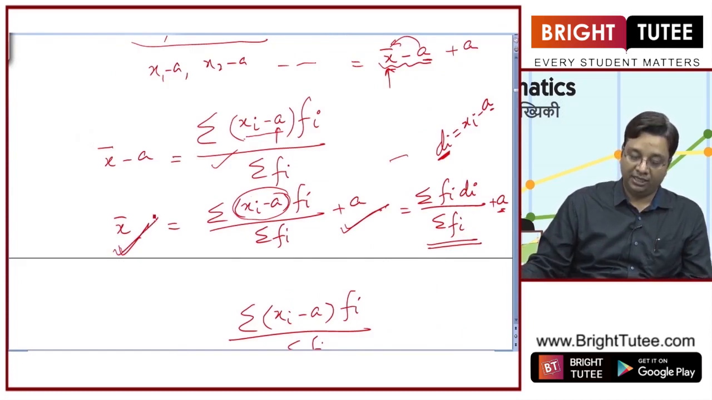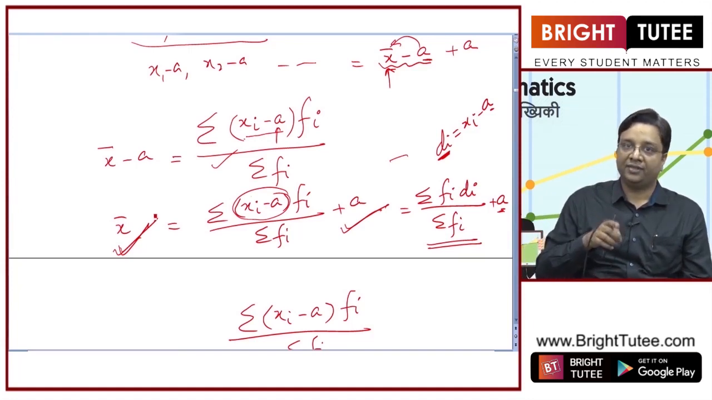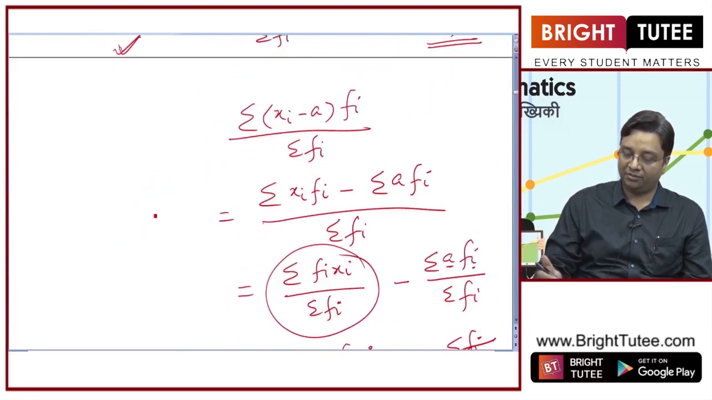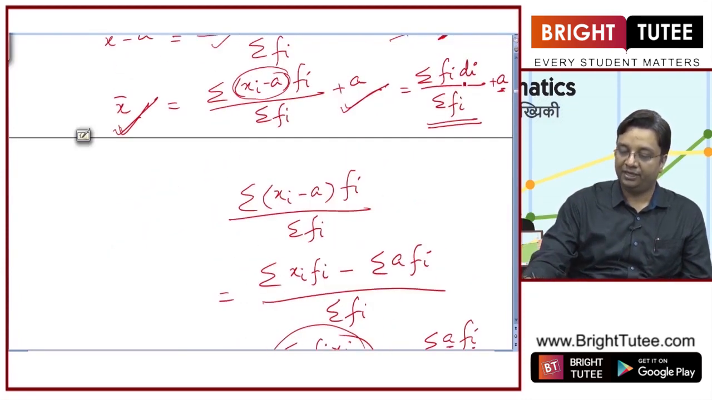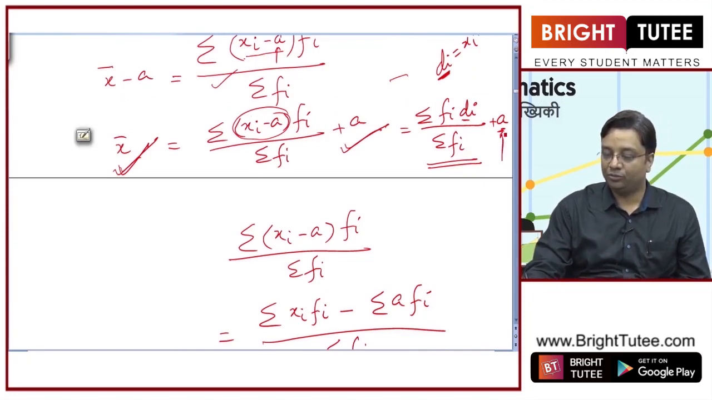So this is the shortcut method: we can subtract any number of our choice from each of the entries and then use the formula sigma fi di in place of sigma fi xi, and finally add the assumed mean.